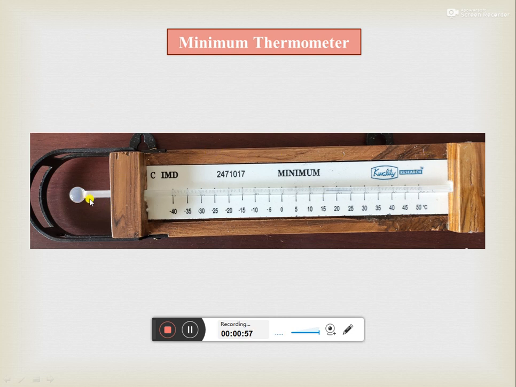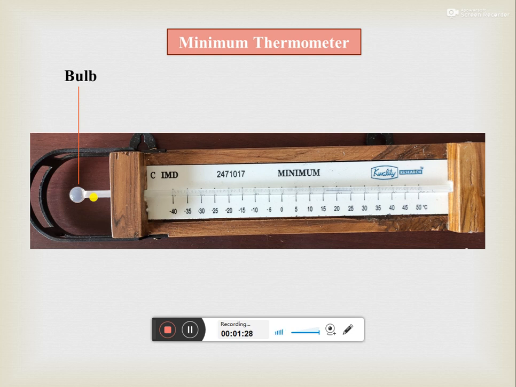The first part of the thermometer is the bulb. Each and every thermometer will have a bulb. This bulb contains alcohol instead of mercury. So in the case of the minimum thermometer, we are using alcohol. Now why are we using alcohol? Because alcohol's freezing point is minus 130 degrees Celsius, as against mercury, which is only minus 39 degrees Celsius, and that is why we use alcohol in the minimum thermometer.